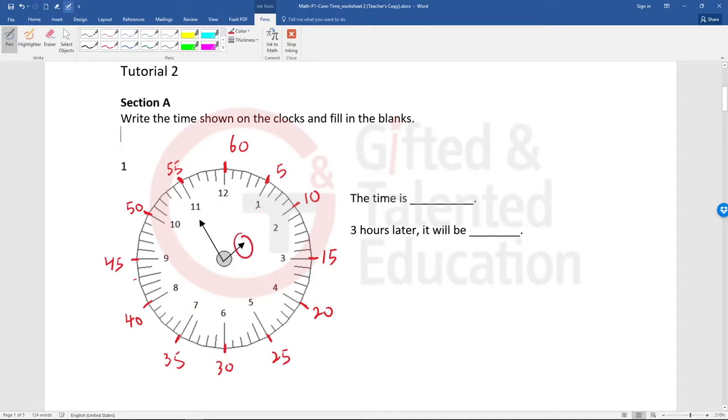The hour hand is in between 1 and 2, and the minute hand is at the 55 mark, so the time is 1:55. So 3 hours later, it would be 4:55.